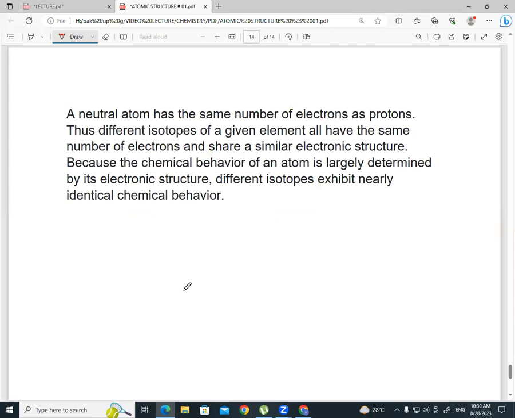And lastly, a neutral atom has the same number of electrons as protons. Thus, different isotopes of a given element all have the same number of electrons and share a similar electronic structure, because the chemical behavior of an atom is largely determined by its electronic structure. Different isotopes exhibit nearly identical chemical behavior.